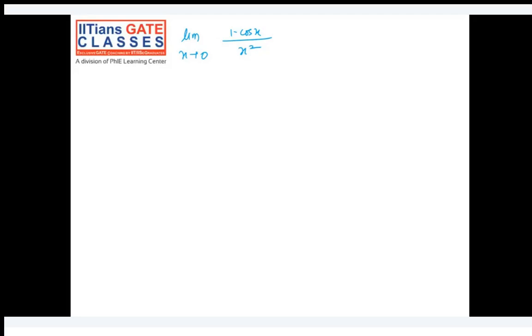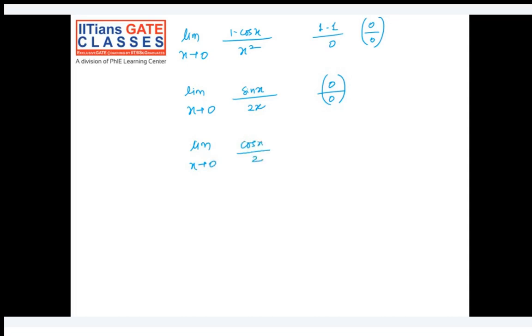So you have to apply L'Hospital rule. Differentiation of 1 minus cos x: differentiation of 1 is 0, differentiation of cos x is minus sin x. So minus minus will become plus. Differentiation of x squared is 2x. If you put 0 now, sin 0 is 0, divided by 2 into 0 is 0. Again, 0 by 0 form. So you have to again apply L'Hospital rule. Limit x tends to 0, cos x divided by 2. And then what will happen? It is cos 0 divided by 2. Cos 0 is 1, 1 by 2. That's why the answer is 1 by 2 here.